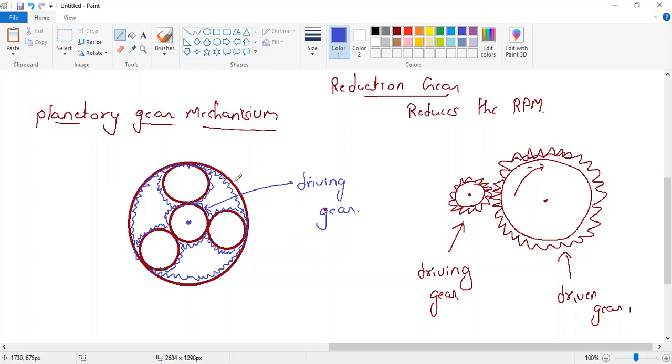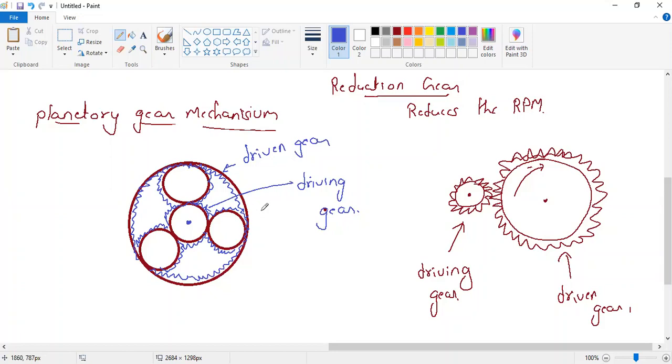Please understand this. The idle gears are just transmitting the RPM from this gear to this gear, from the driving gear to the driven gear. The name itself says they do not participate. And you can see the outside gear has more teeth, the inside gear has fewer teeth. So what will happen? Reduction in the RPM.